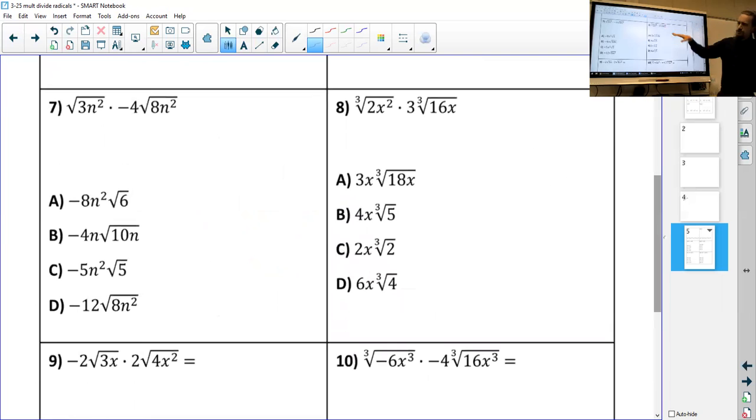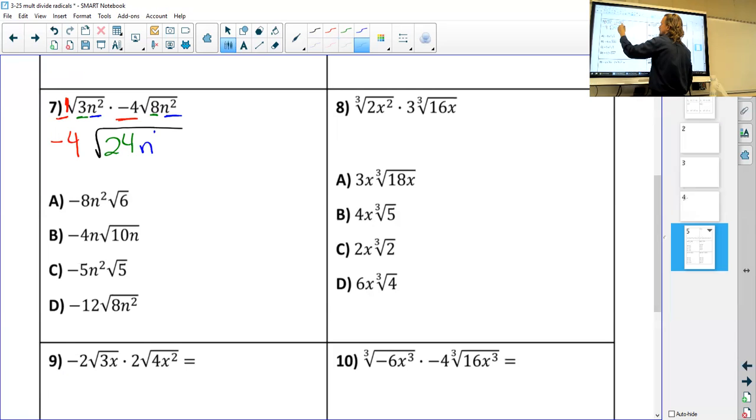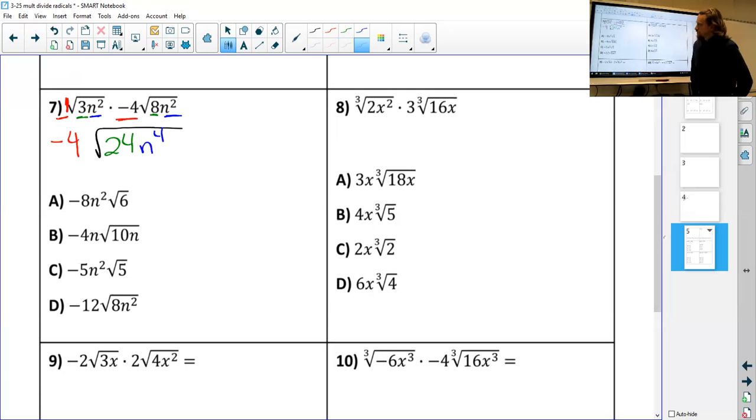All right, so if we do number 7, nice and simple. 2 square roots, so I know I can multiply them together. I can multiply everything on the outside first, so we just have -4 and 1. So that's -4 on the outside. Under my square root, 3 times 8 is 24. And then my variables, n squared times n squared is n to the 4th.